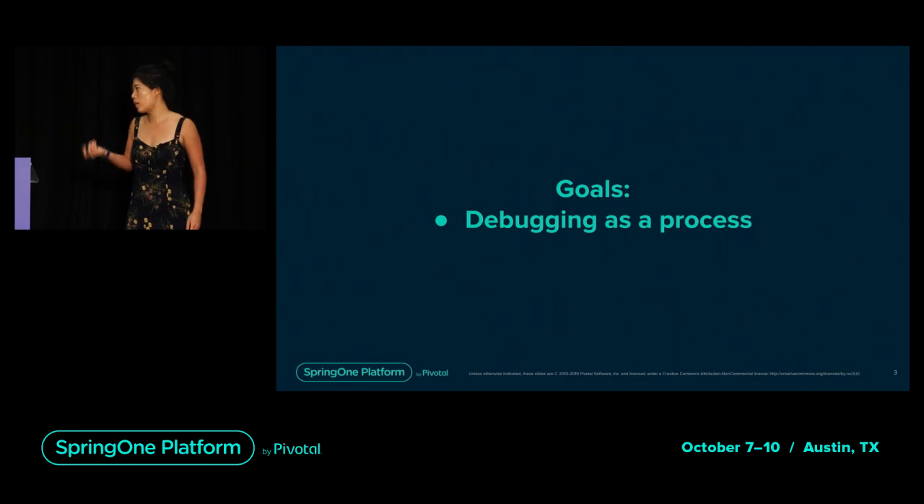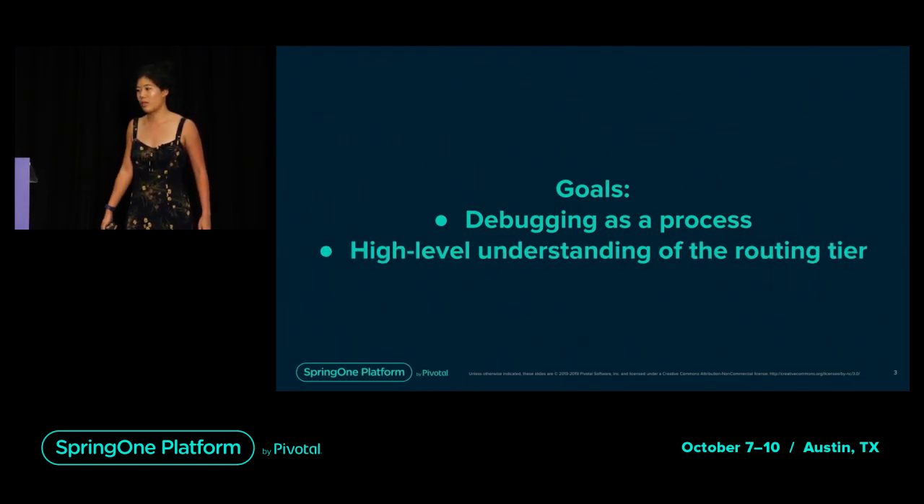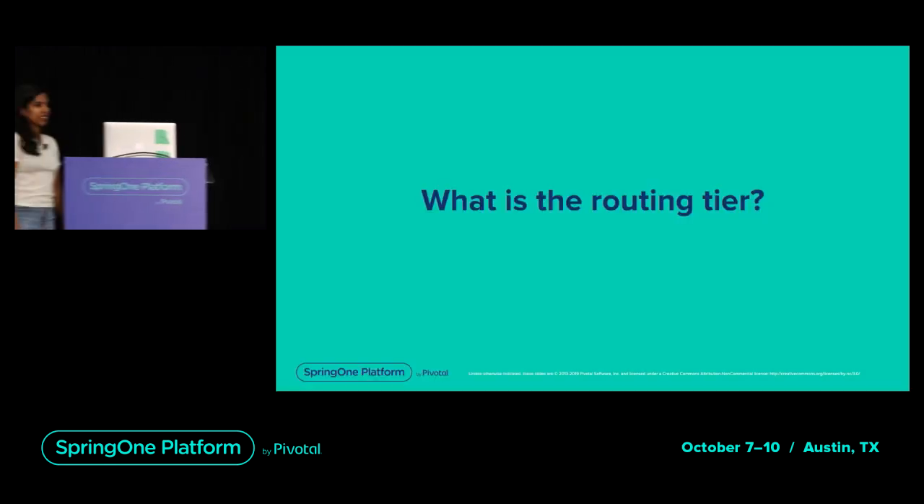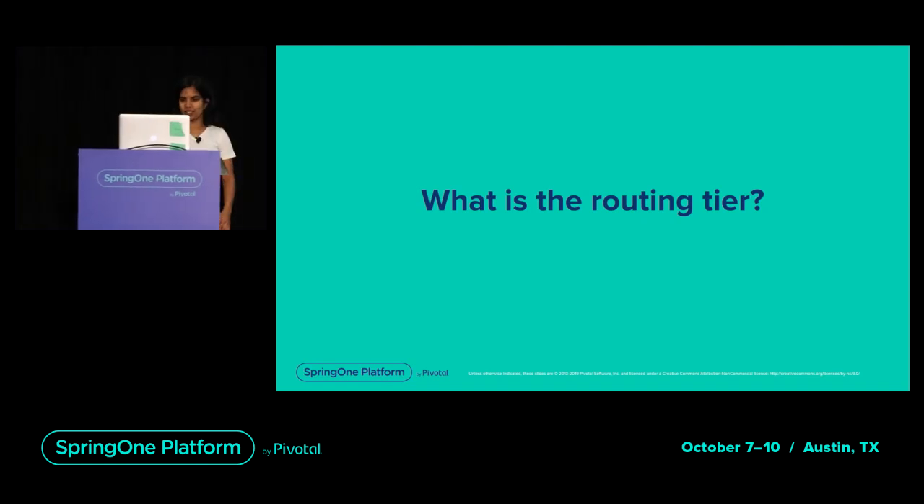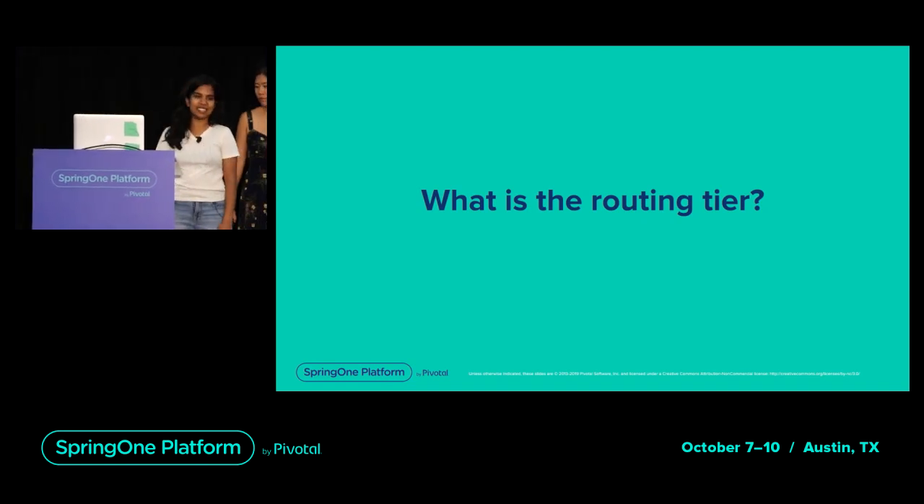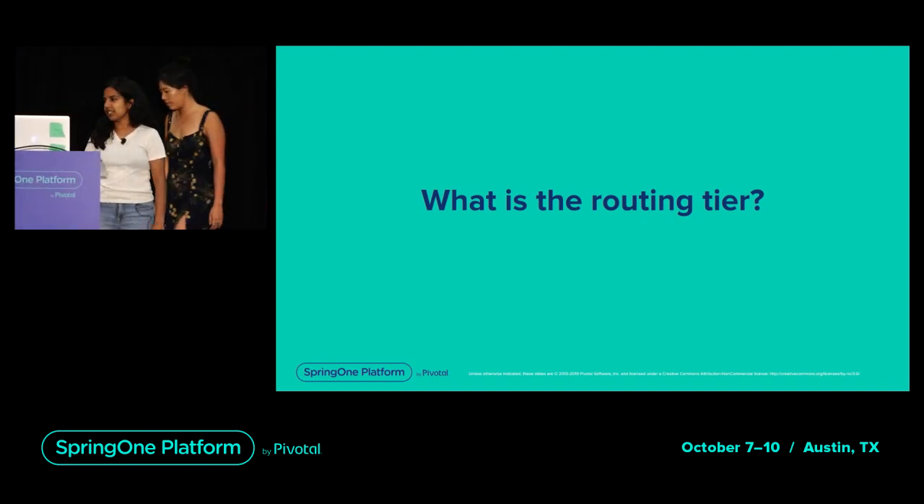But of course, since we are talking about debugging in the CF routing tier, we also hope that you leave with a high-level understanding of all of the components involved in the routing and networking layer. And with that, I'm going to hand it off to Nitya to talk about what exactly the routing tier is. Cool. So I'm going to talk about what the routing tier is and how it fits into the rest of Cloud Foundry.